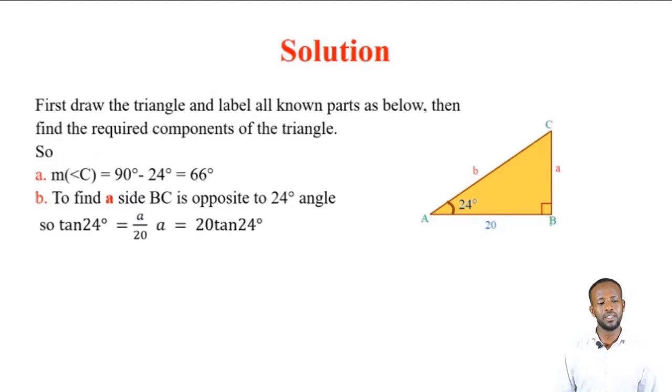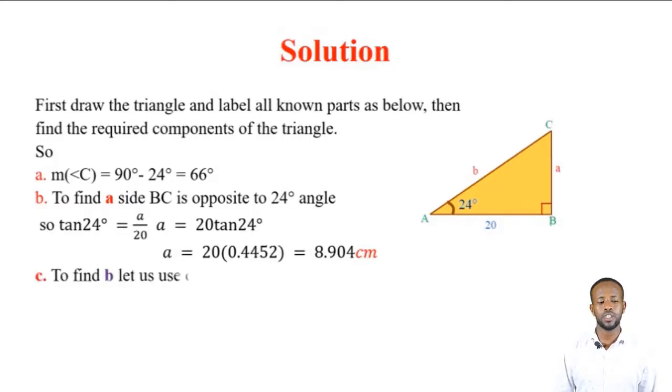We can say tan of 24 degrees equals opposite over adjacent. Our opposite is this small a, over 20. So a will be equal to 20 times tan of 24, which equals 20 times 0.4452, and this is approximately 8.904 centimeter.